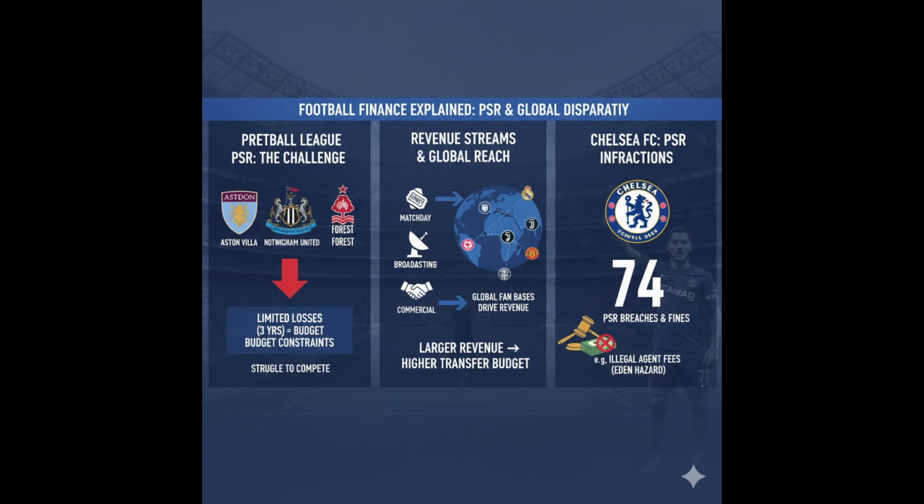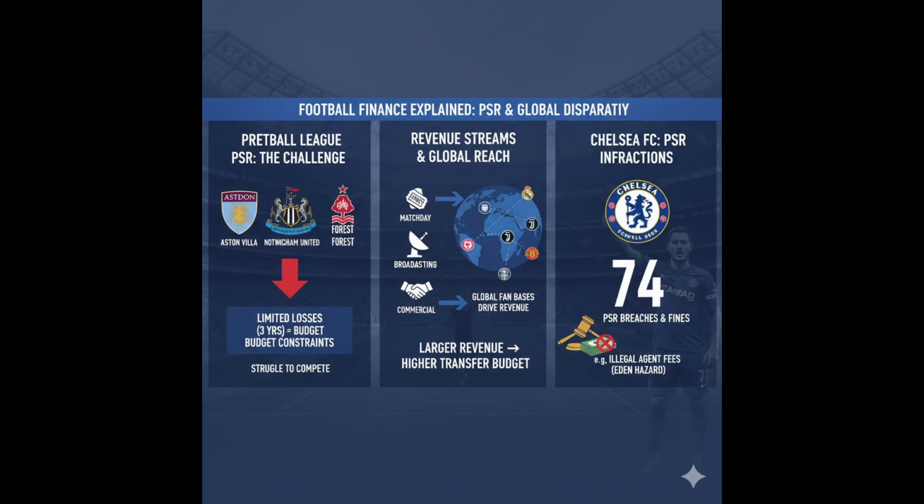Middle section, revenue streams and global reach. So where does the gap come from? Football clubs make money from 3 main revenue streams: matchday income, broadcasting deals, and commercial activities. But here's the key. The bigger the club's global fan base, the more revenue they generate. And more revenue means a much larger transfer budget. That's why global brands like Real Madrid, Juventus, or Manchester United can keep spending at levels others simply can't.